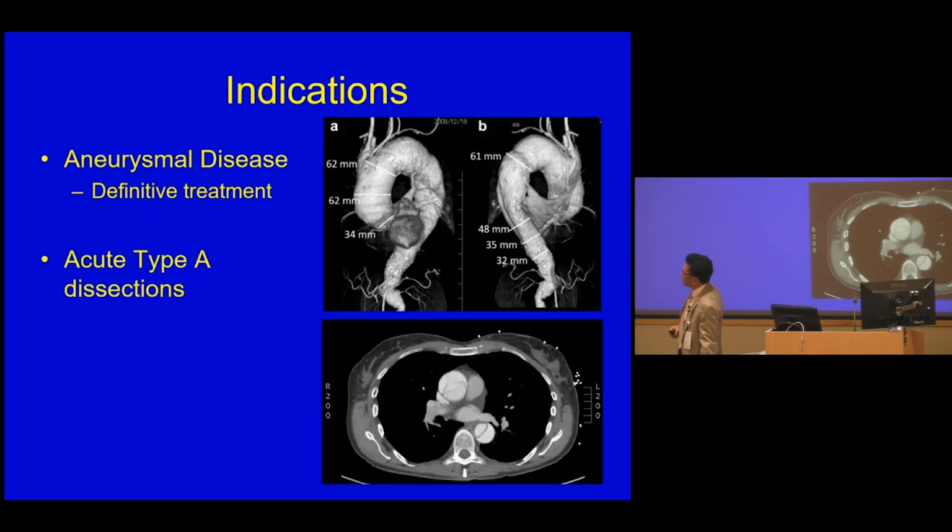The indication for the frozen elephant trunk technique is aneurysmal disease. It's a more definitive treatment of these aortas. You basically replace the ascending aorta, then also fix the arch and take care of the descending thoracic aorta by advancing your endostent and sealing there. And obviously for acute type A dissections, it's a modality that I think is going to improve the outcomes and decrease the reintervention rate in these patients.